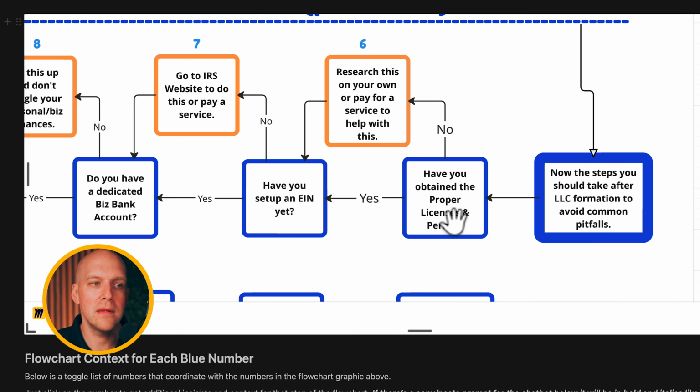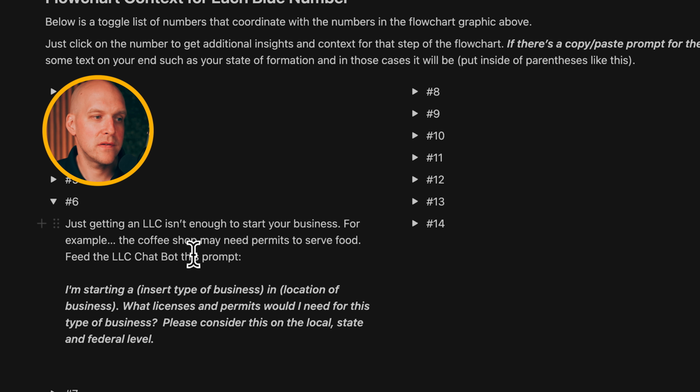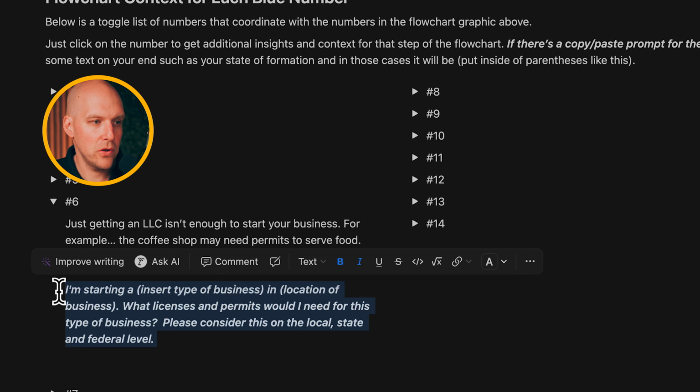Now, have you obtained the proper licenses and permits? Chances are you haven't yet. So what you can do is you can research this on your own or pay for a service to help with this. So I'm going to go down to number 6 here because this one's really important. What you're going to find here is a prompt. So right here it says I'm starting a insert type of business and the location. What licenses and permits would be needed for this?